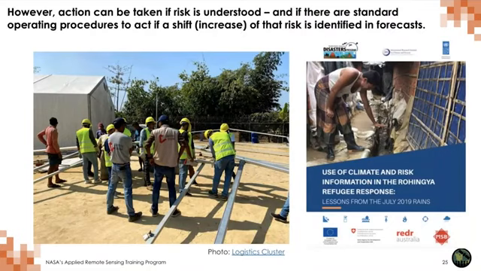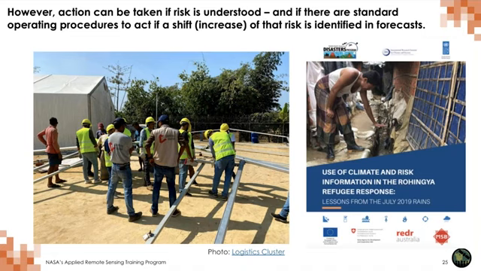But yes, so what do you do? If there's an understanding of the historical risk of disasters, and the understanding that it might change in the future, what can we do? We must do something. Action can be taken if risk is understood. And if you do develop standard operating procedures, if there is a shift in risk, then there is a potential to prioritize one area over another.